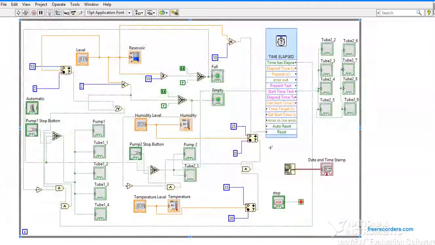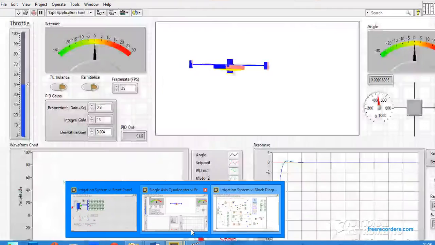So this is the block diagram. Here we have set the humidity sensor levels between 0 and 25, and considering the arid and climatic conditions of our country India, we have set the temperature levels between 20 and 35. Here we have created date and time stamps, the time elapsed, and 8 tubes, and the reservoir levels are controlled here. The automatic push buttons and automatic and manual mode selection buttons are placed here. So this is our irrigation system, and let me go to the quadcopter section.